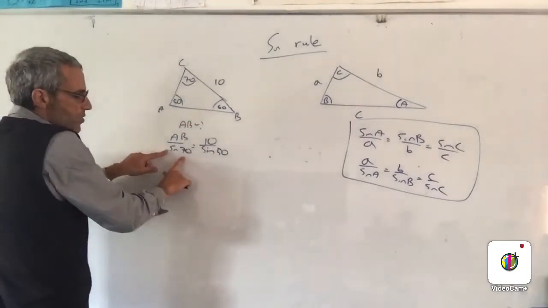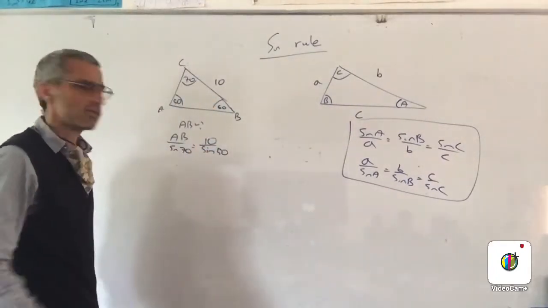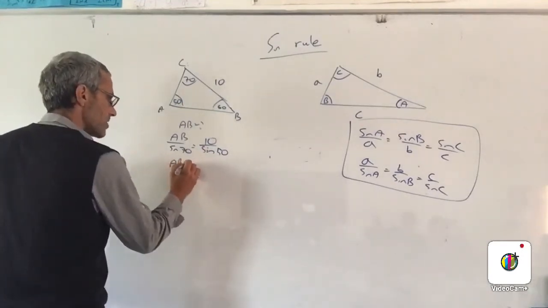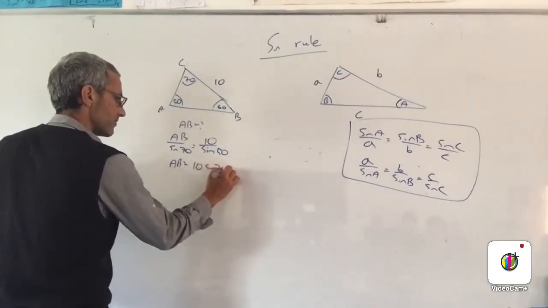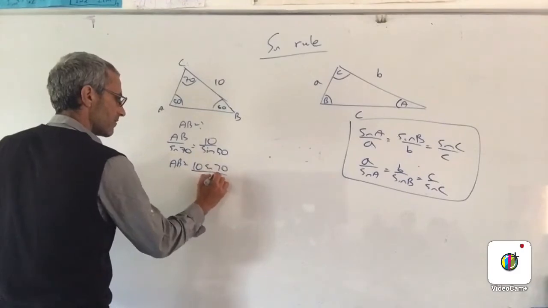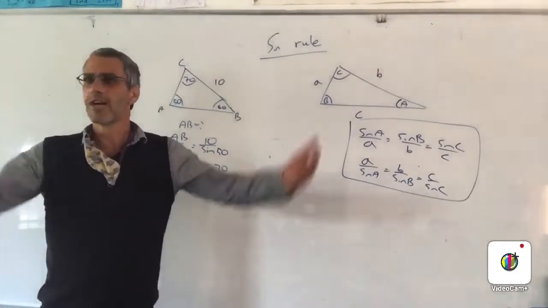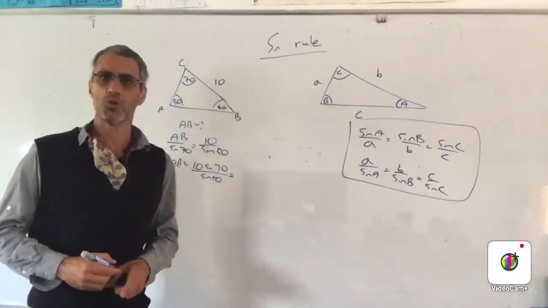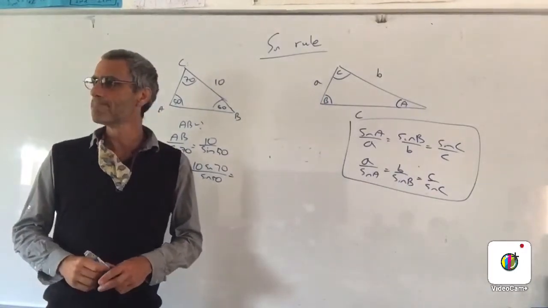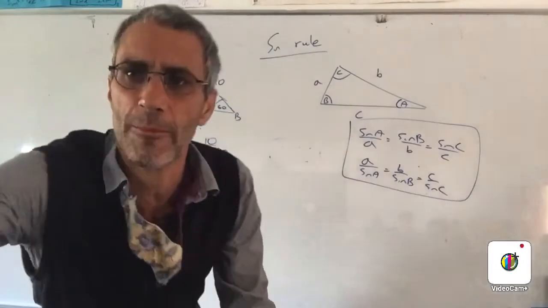Then all we've got to do is multiply by sine 70. That's all we've got to do. AB equals 10 sine 70 divided by sine 50. And you put it in the calculator and you get your answer. We've done it last lesson and I'm going to ask you to do it again. Are we happy with that? Okay, so that's the first type of question.